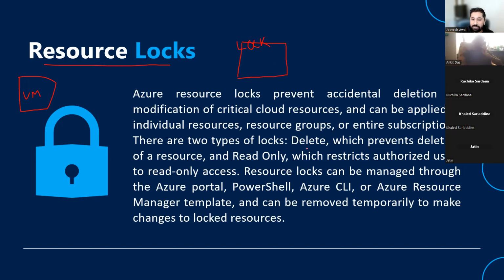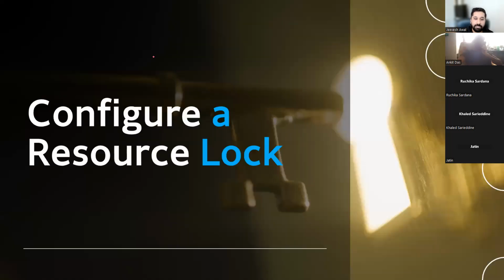So there are two types of locks. One is delete, which prevents deletion of a resource, and read only, which restricts authorized users to read only access. So only certain people can read the resource. They cannot modify it. And delete is making sure that no one can delete it. So these are some basic things that are used. Again, not super critical for exam, but just remember it at a very broad level. Some resource cannot be modified. That's why you put a resource lock, which makes sure that no one can delete or modify your resource.